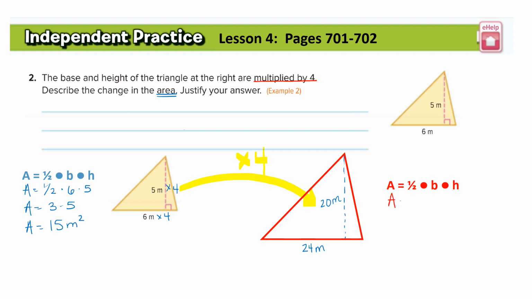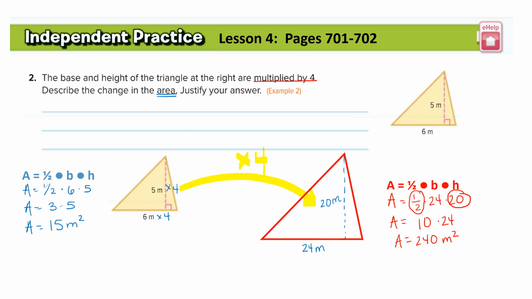Area equals 1/2 times 24 times 20. Now I'm going to do this a little bit out of order. I'm going to do 1/2 times 20, which is 10, times 24. So the area equals 240 meters squared.